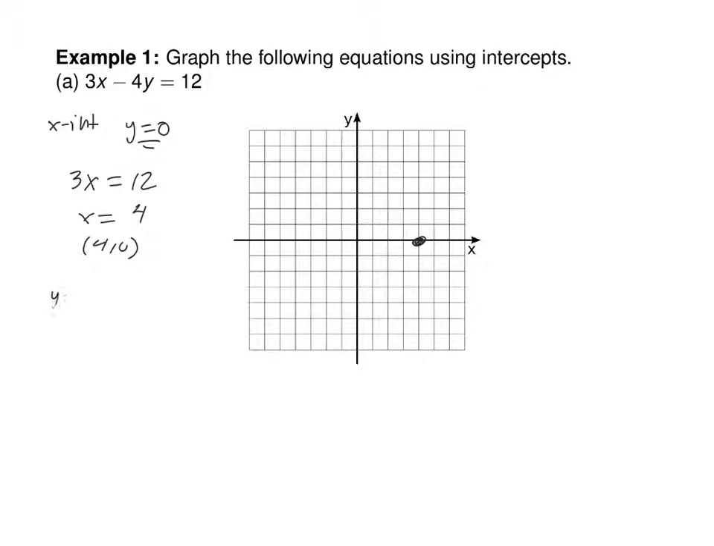And then how about the y-intercept? You plug in 0 for x, and you get negative 4y equals 12. And what's your y value in that case? Negative 3. So that's the point 0 comma negative 3. Okay, and so there's your line.